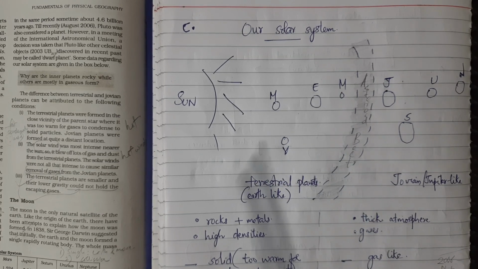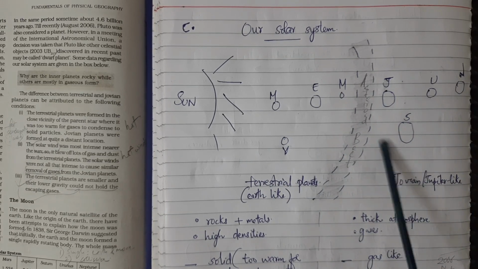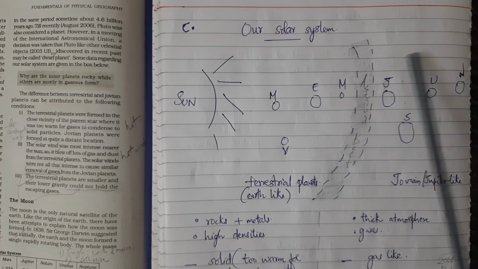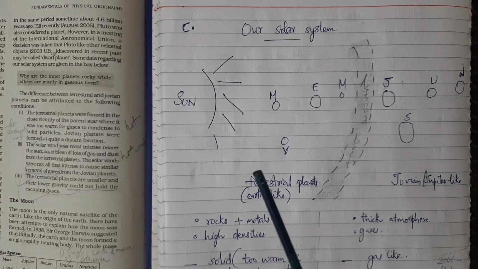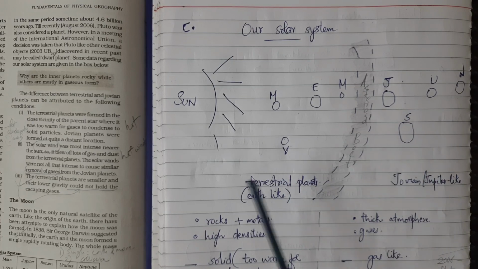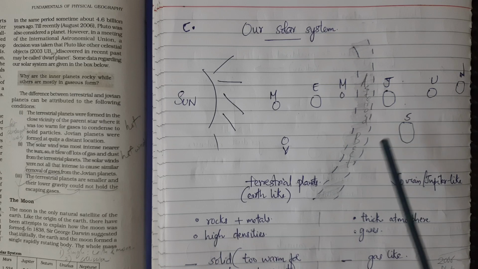They have high densities. The planets to the right of this asteroid belt are called Jovian or Jupiter-like. They include Jupiter, Saturn, Uranus, and Neptune. They have thick atmospheres, and they are mostly made of gases. So why is there this much difference between the terrestrial and Jovian planets?